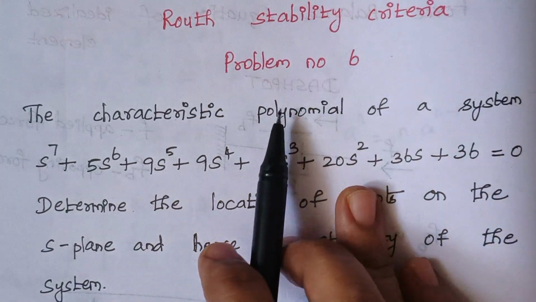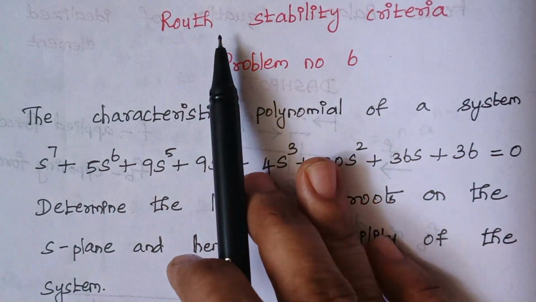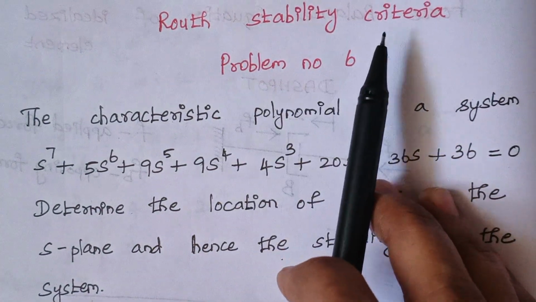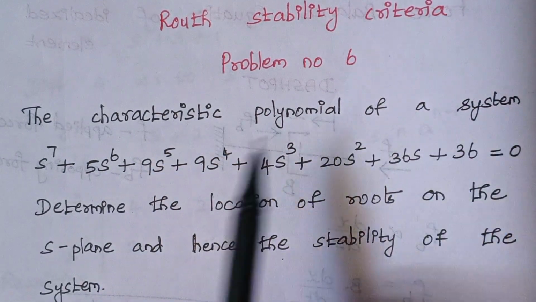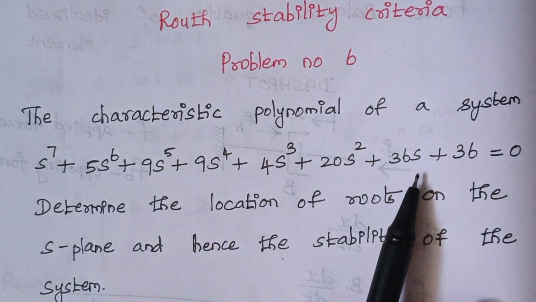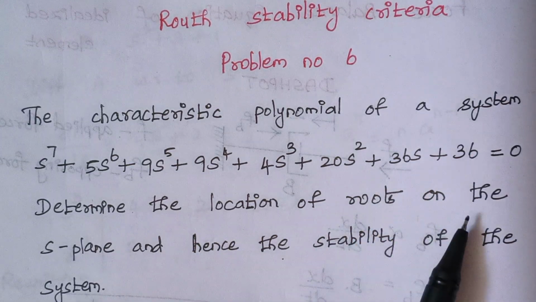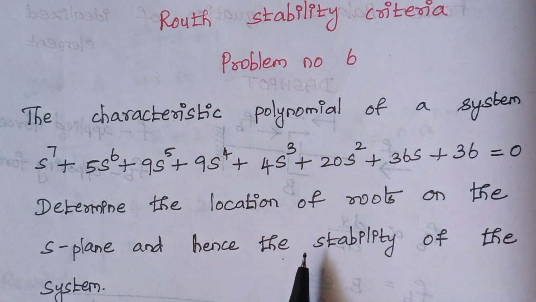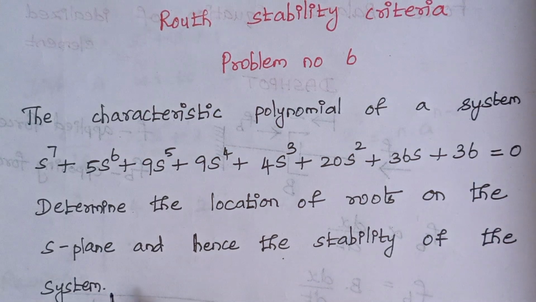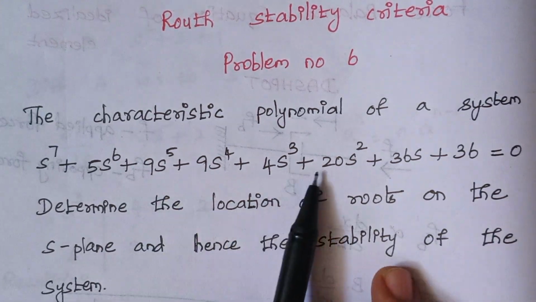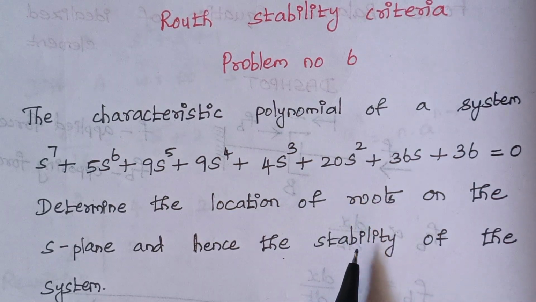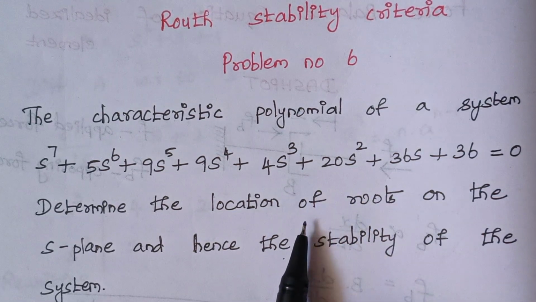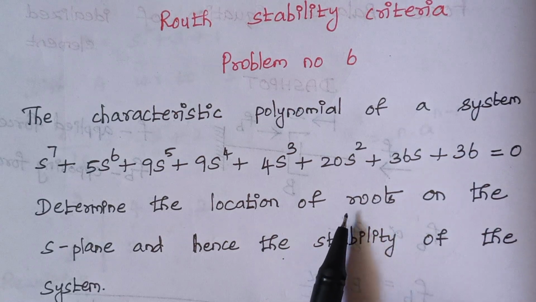Today we are going to solve problem number 6 under the category Routh stability criteria. The problem is: the characteristic polynomial of a system is given by this equation. Determine the location of the roots on the S-plane and hence the stability of the system. Again, the characteristic equation is given. We have to tell whether the system is stable or not, and finally, we have to comment on the location of the roots also.